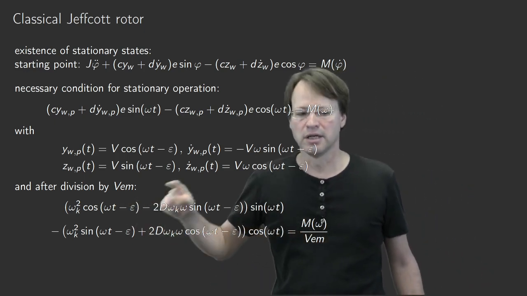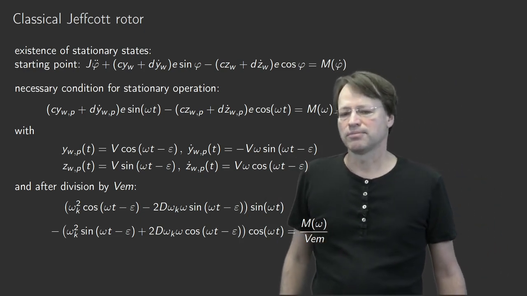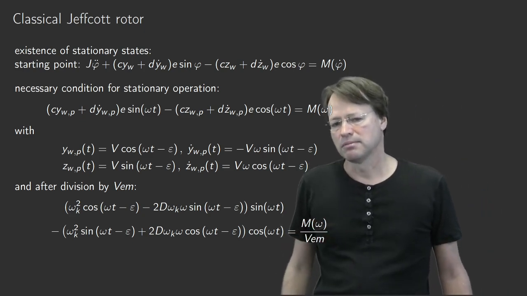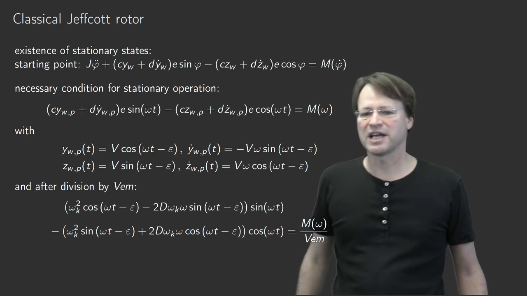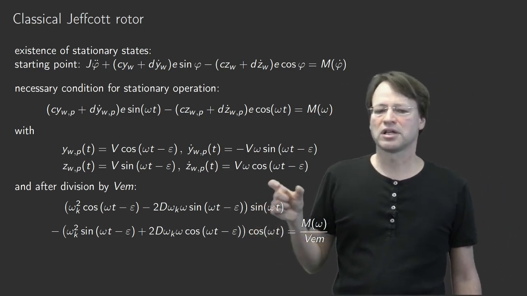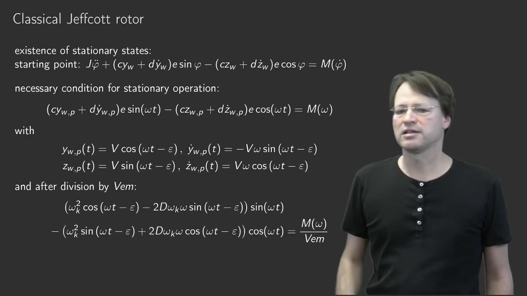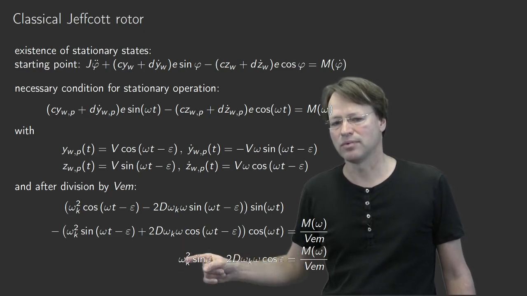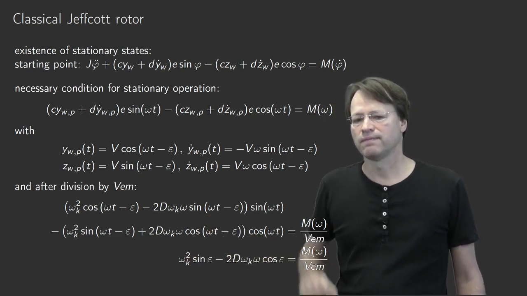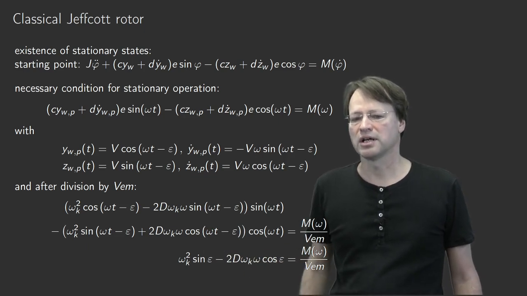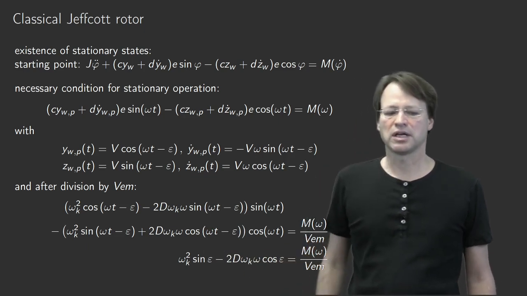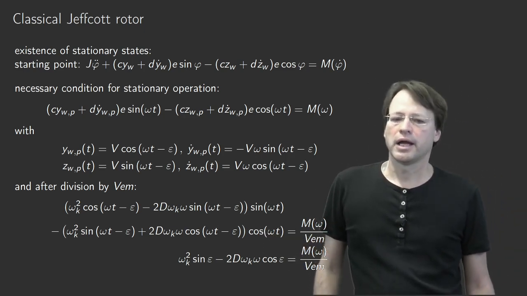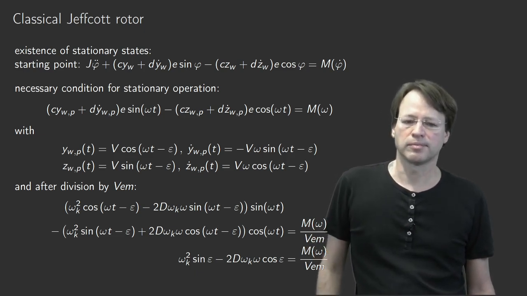Namely, you then obtain a sine of omega t minus epsilon minus omega t and a cosine of omega t minus epsilon minus omega t. So the omega t always cancels, and you get just the cosine epsilon and the sine epsilon. So after applying the addition theorems on these trigonometric functions, you end up with omega k squared sine of epsilon minus 2d omega k times omega cosine of epsilon. That's good. That's a very short representation. And now the question is, what should we do with that representation?